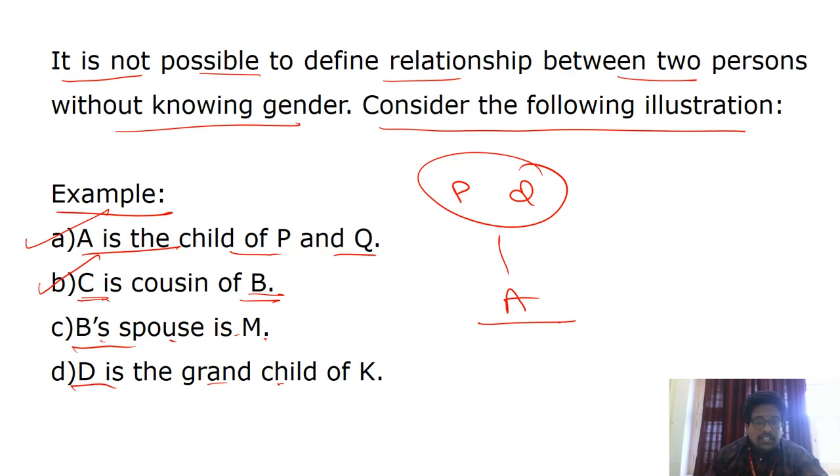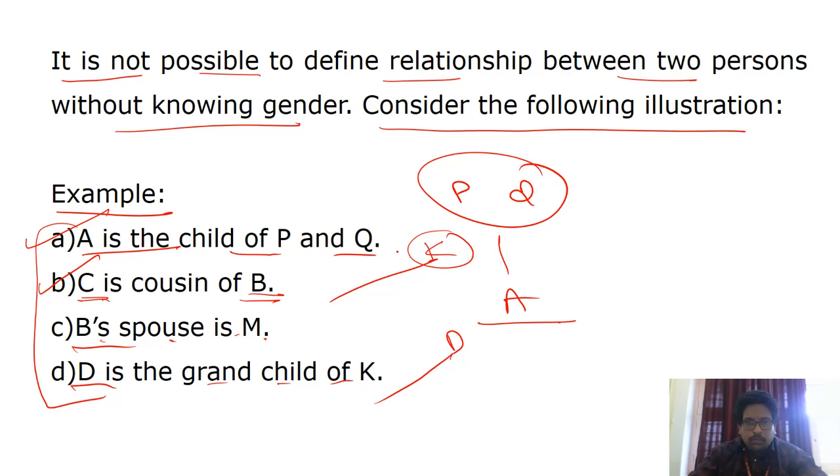Next, D is grandchild of K. So K might be grandfather or grandmother, I don't know. Obviously, D might be grandson or granddaughter, also not known. So be very clear with these kinds of sentences. Okay, that is one more thing.